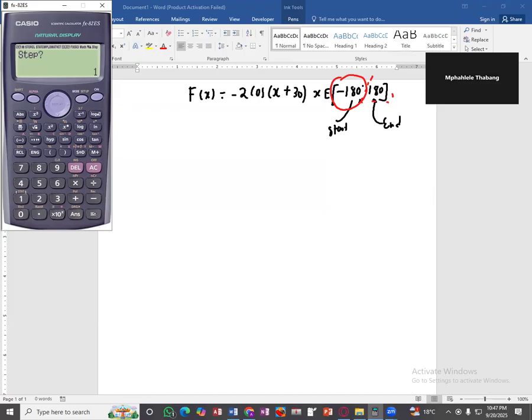What is your step? Please always use the step of 15. That's what works. If you use the step of 15, you will never go wrong. So you enter 15. Now you have the table there.